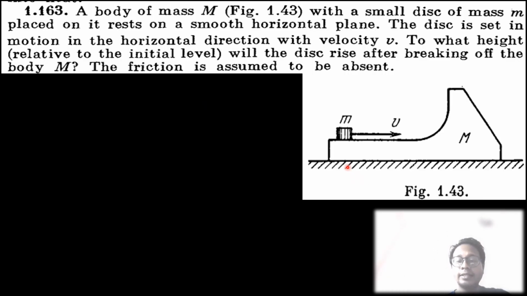See, in this question, this entire surface is frictionless. Initially this block was given a velocity v. After some time, what will happen? This block will rise up. The question is asking: find the maximum height the block has risen up.